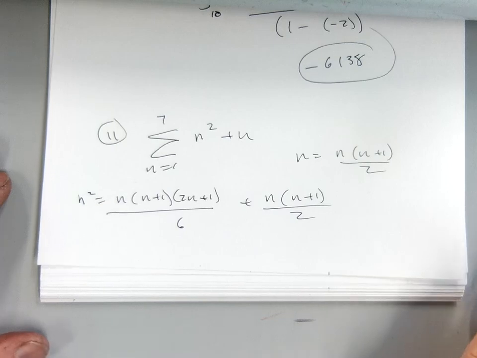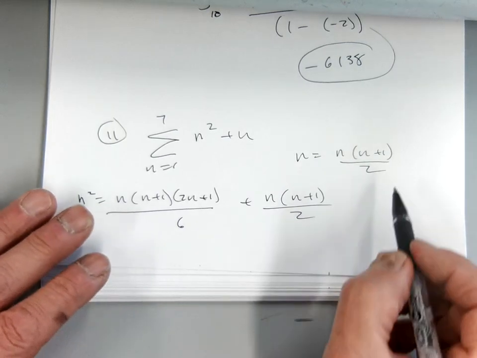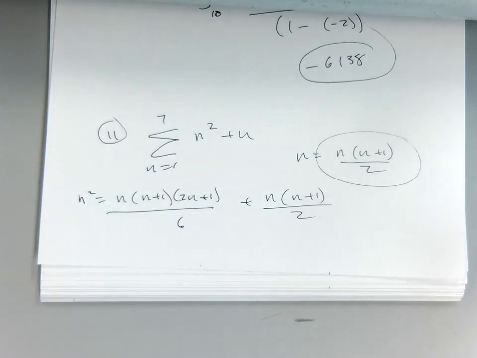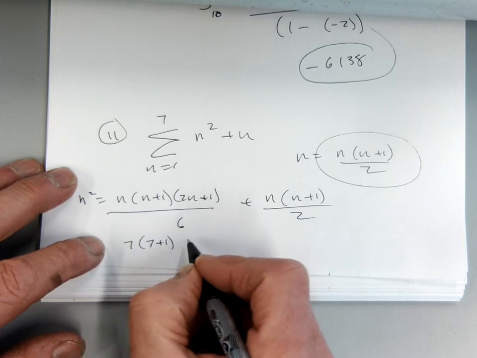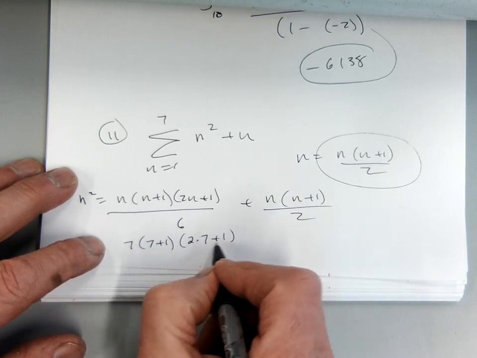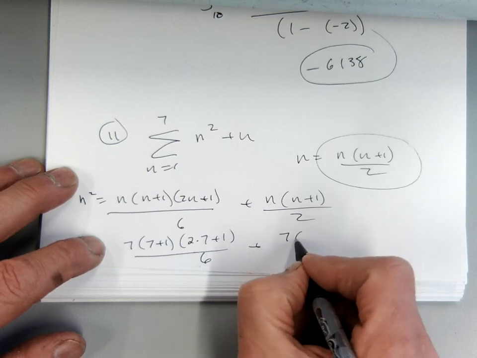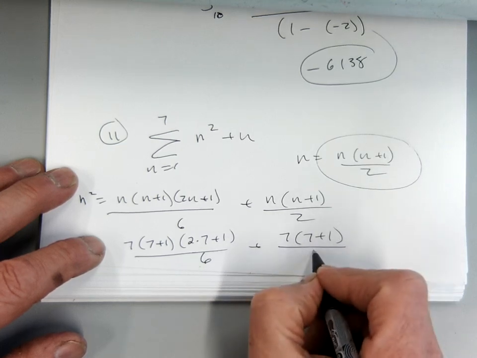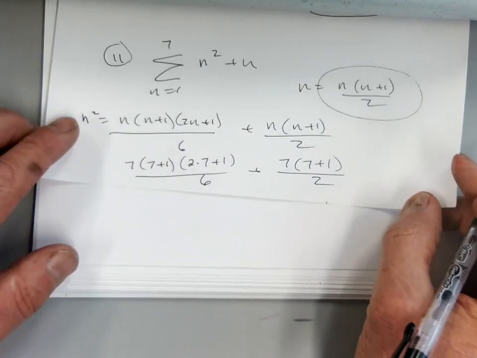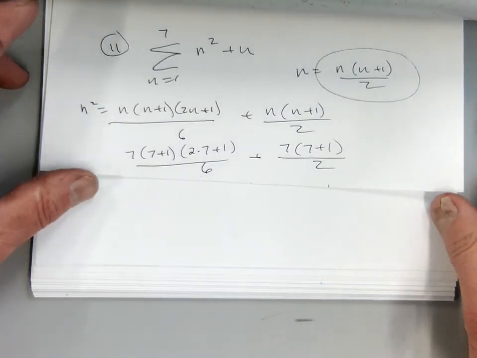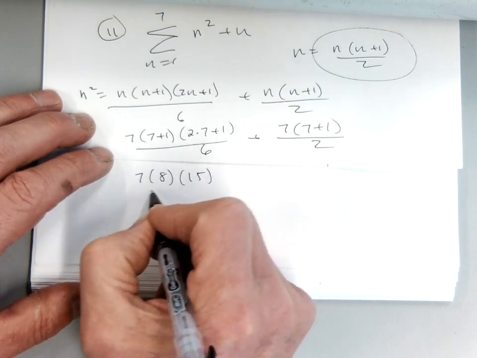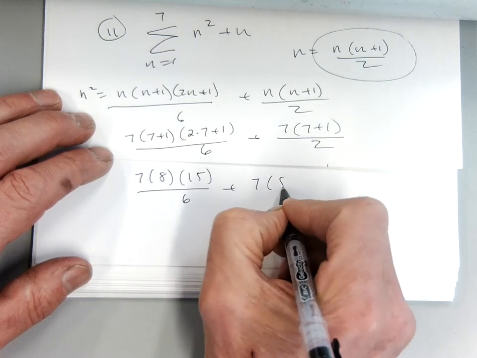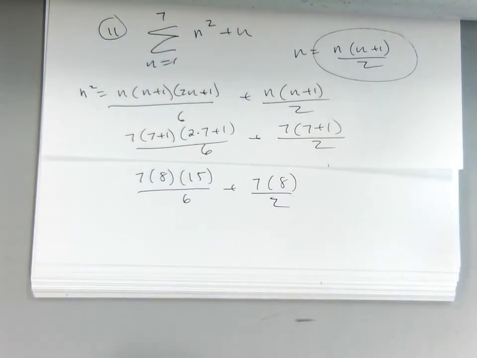And I'm just going to plug in 7. This formula really is the arithmetic one, it's just been simplified. So, let's plug in 7. 7 times 7 plus 1 times 2 times 7 plus 1 over 6, plus 7 times 7 plus 1 over 2. That's a lot of work, but I can do this. 7 times 8 times 15 divided by 6 plus 7 times 8 divided by 2. See what I'm doing? I'm just simplifying, that's all.